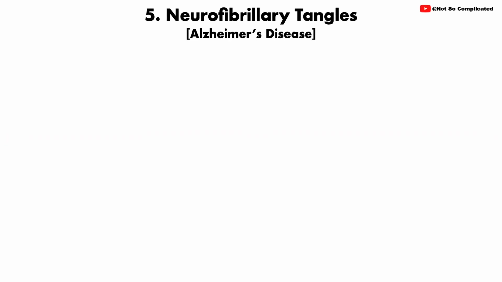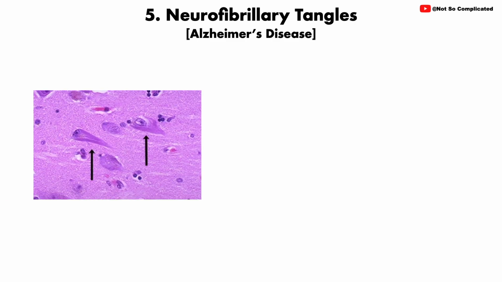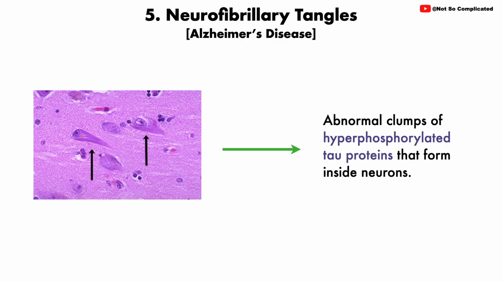And also the fifth one we have is neurofibrillary tangles. They are commonly present in Alzheimer's disease and look like that. These are abnormal clumps of hyperphosphorylated tau proteins, again tau proteins that form inside neurons. These structures are inside neurons, not in the glial region.